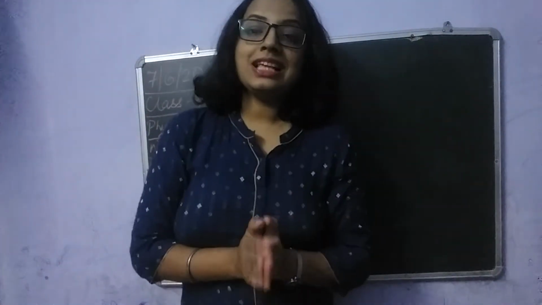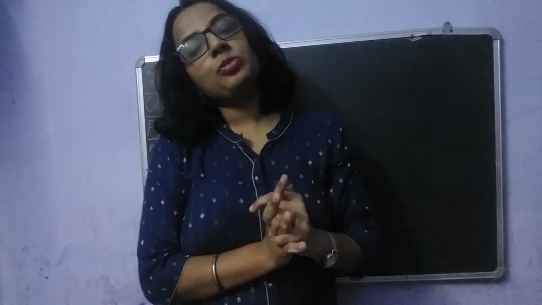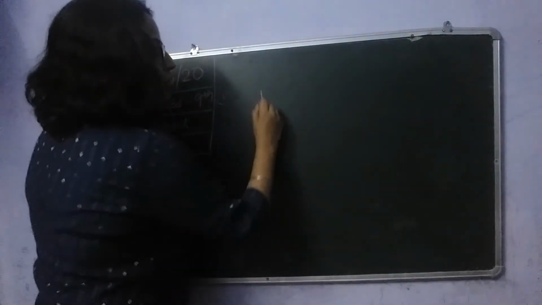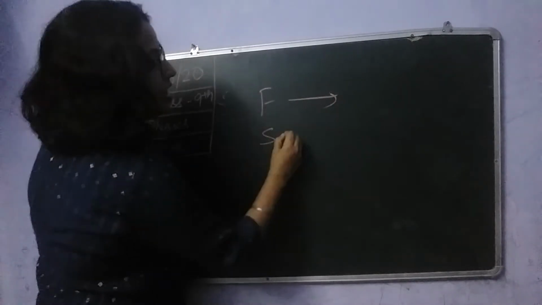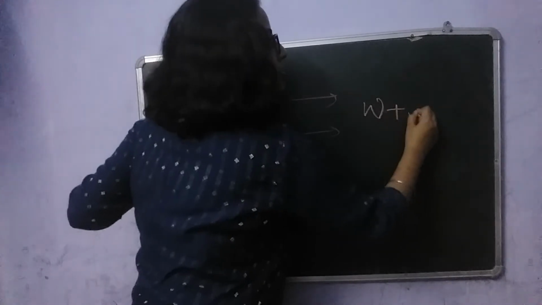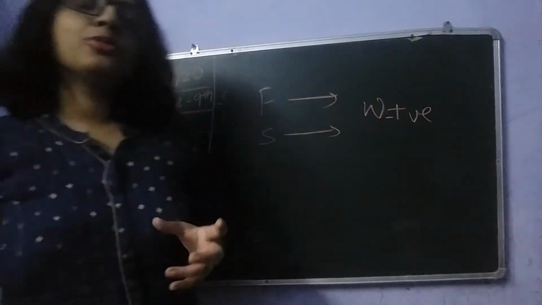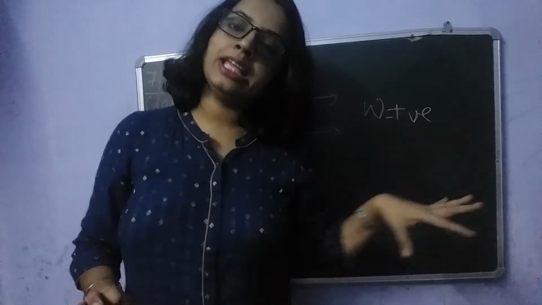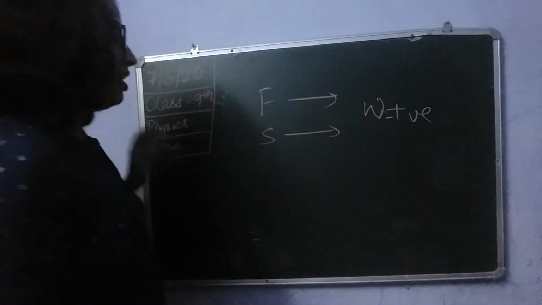sometimes it is asked what is positive work done and what is negative work done. Positive work done: when force is applied in the direction of displacement, then the work done is said to be positive. So when force and displacement are in the same direction, then work done is positive. While pushing or pulling any object, the force and the displacement are in the same direction.